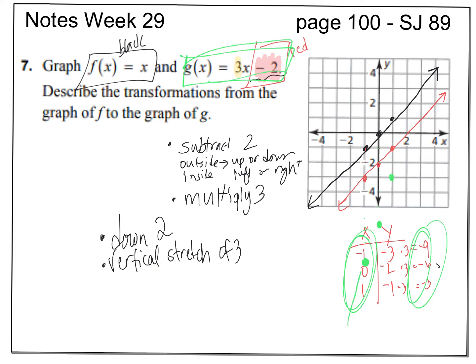So my final answer is that green graph. So from the black to the green, we moved it down 2 units and did a vertical stretch of 3. I know that sounds wild and crazy. I promise we'll do more practice before we would actually have an assessment.